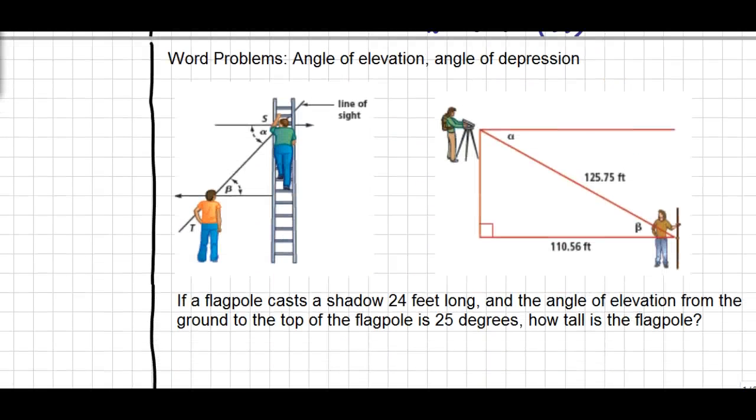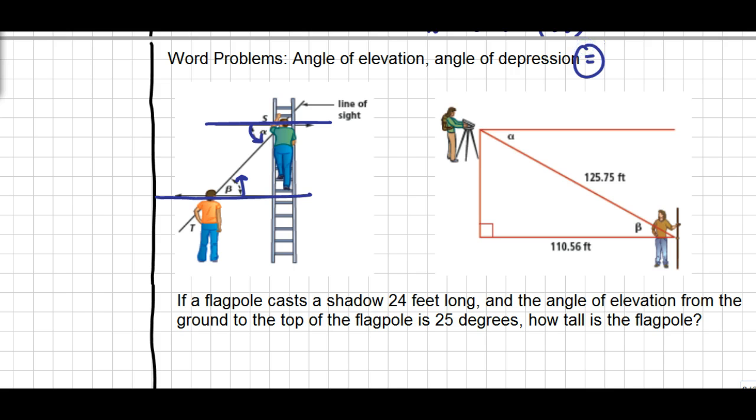Moving on to some word problems. The word problems here will involve either an angle of elevation or an angle of depression. In both instances, they come from a horizontal. An angle of elevation will come from a horizontal and go upwards. An angle of depression will come from a horizontal and go downwards. The good news is that no matter which one you're working with, they are equal to each other.